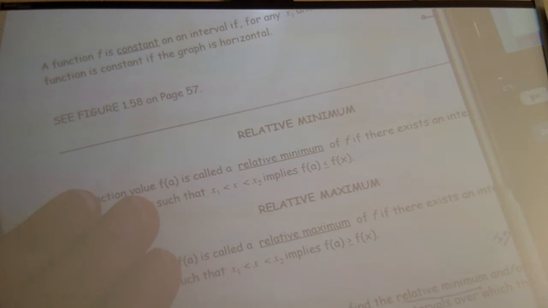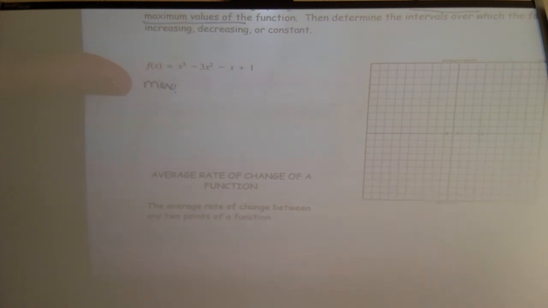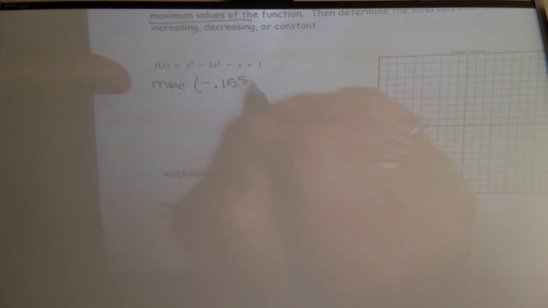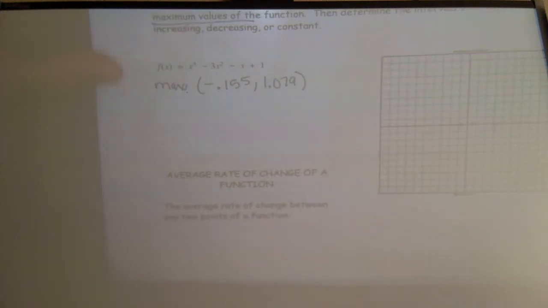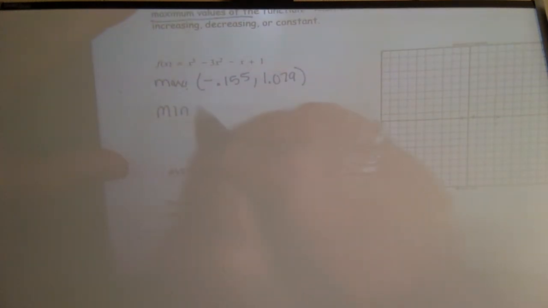Hit enter again, it tells us where our maximum is. So you should have got a max. Can you move the paper down? So you can't see? At negative 0.155, comma, 1.079. Is that what your calculator says? Yep. So now find the minimum.